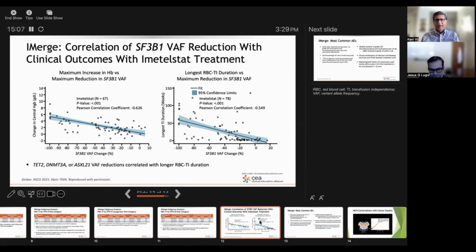How does imetelstat work? Yeah, so imetelstat has a very interesting mechanism of action. It's actually a first-in-class telomerase inhibitor. And telomeres are nucleotides that are at the ends of the chromosomes. What they do is prevent the chromosomes from breaking during proliferation, and MDS actually has increased telomerase, which maintains telomeres and prevents cell death. And basically, a telomerase inhibitor is selective at killing while allowing normal residual hematopoiesis to reemerge. So selective at killing specifically these cells, theoretically.